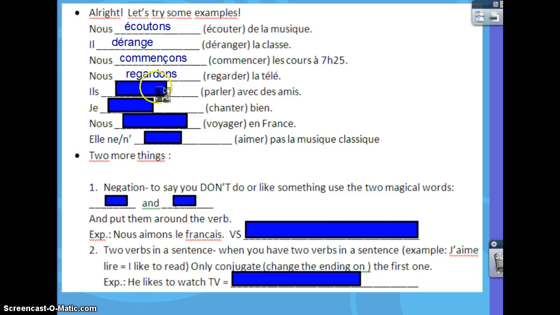Same thing with this one. It's not a CER, it's not a GER. I could have done this back in September. Drop off the ER, add the ENT because ils is my subject. Ils parlent avec des amis. They are talking with some friends.